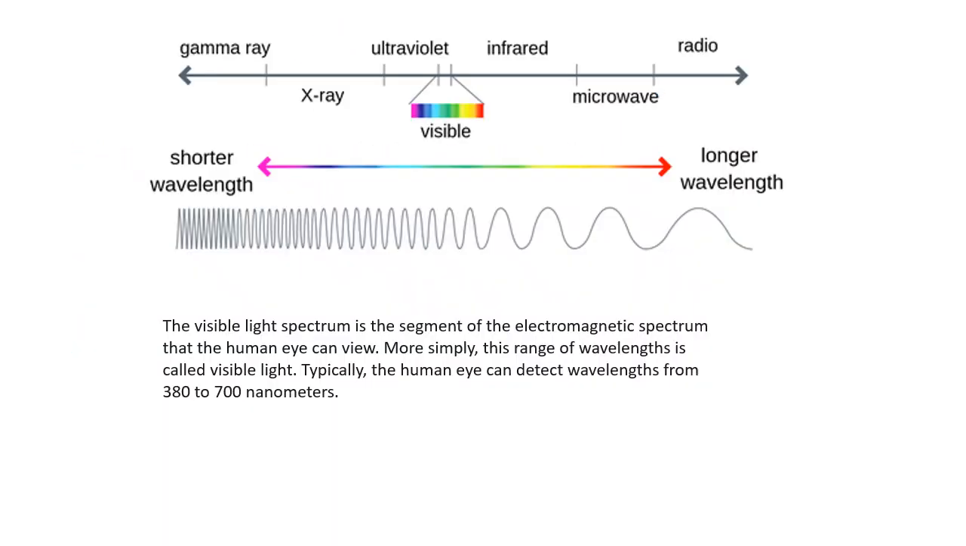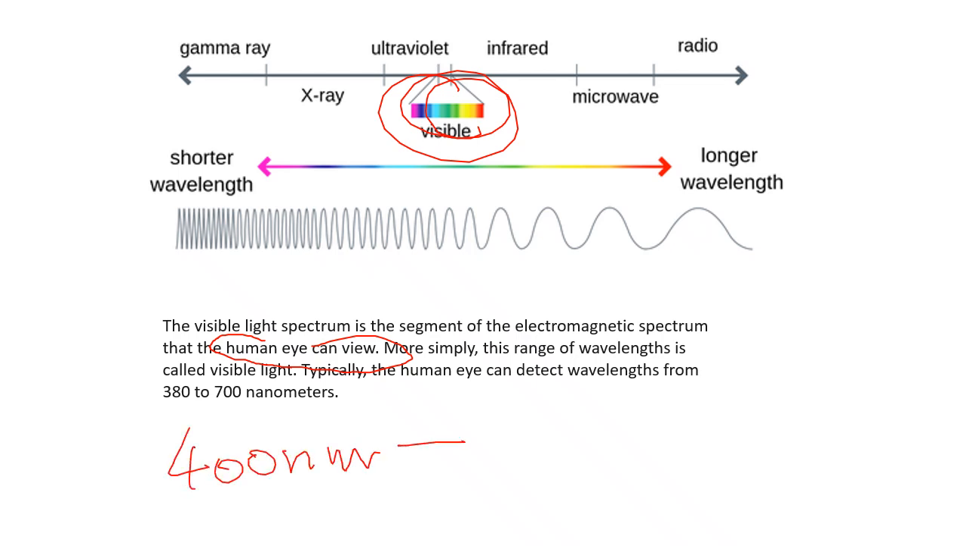The visible spectrum is the segment of the electromagnetic spectrum that the human eye can see. That's why we call it visible light. This range of wavelengths is called visible light, and it is roughly between 400 nanometers and 700 nanometers.